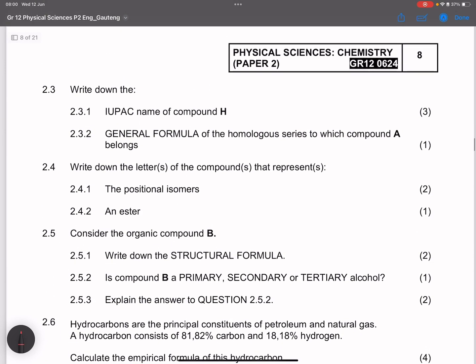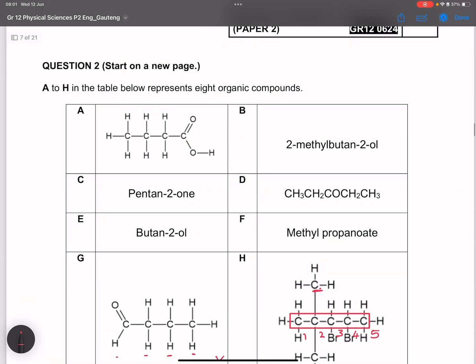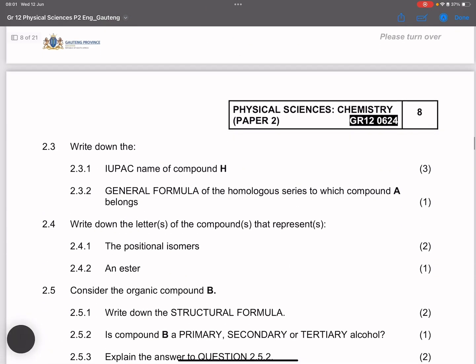They ask for the general formula of the homologous series to which compound A belongs. If you look at compound A, you've got C double bond O with an OH, so that definitely belongs to carboxylic acids. But they said we must find the general formula. Remember, carboxylic acids, we can write it as CnH2nO2. Another way of writing that is CnH2n+1 COOH. You can refer to my videos on organic chemistry, and you'll see that's exactly what we apply there.